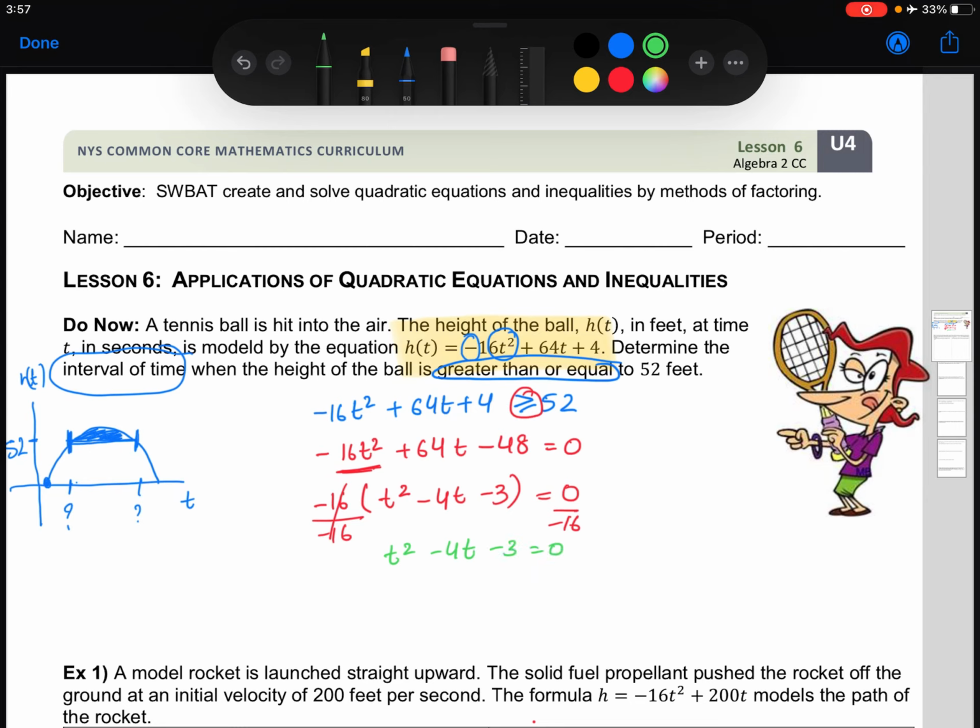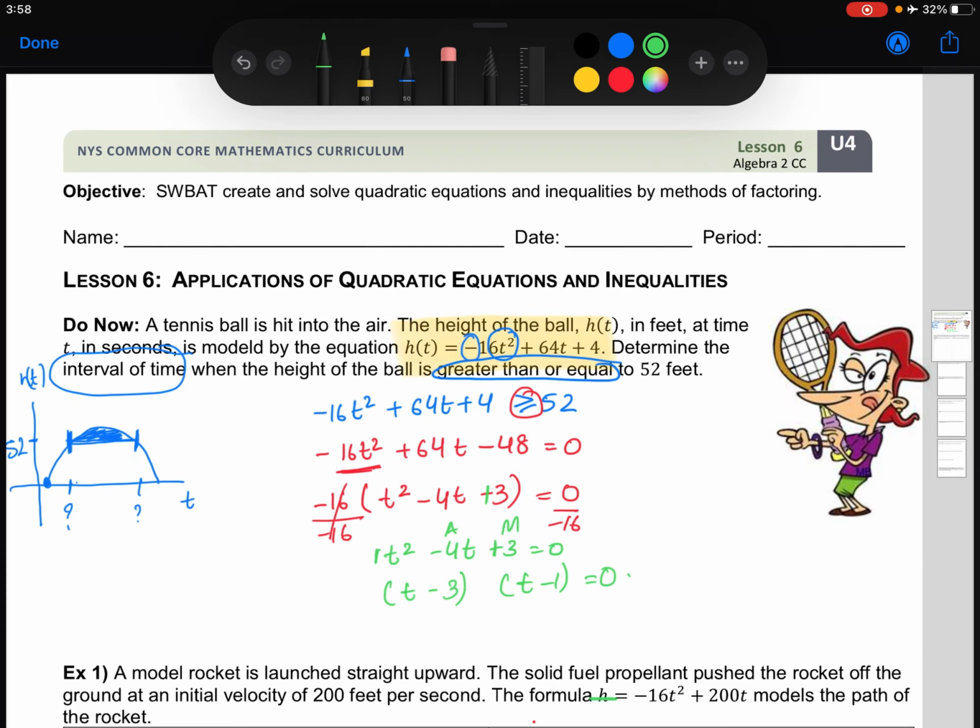Now identify the structure. There are three terms. How do you factor three terms? By the AC method. My leading coefficient is 1, so I need two numbers that add to negative 4 and multiply to positive 3. My bad, this had to be positive because I factored out negative 16, so this was positive 3. So this would be t minus 3 and t minus 1.